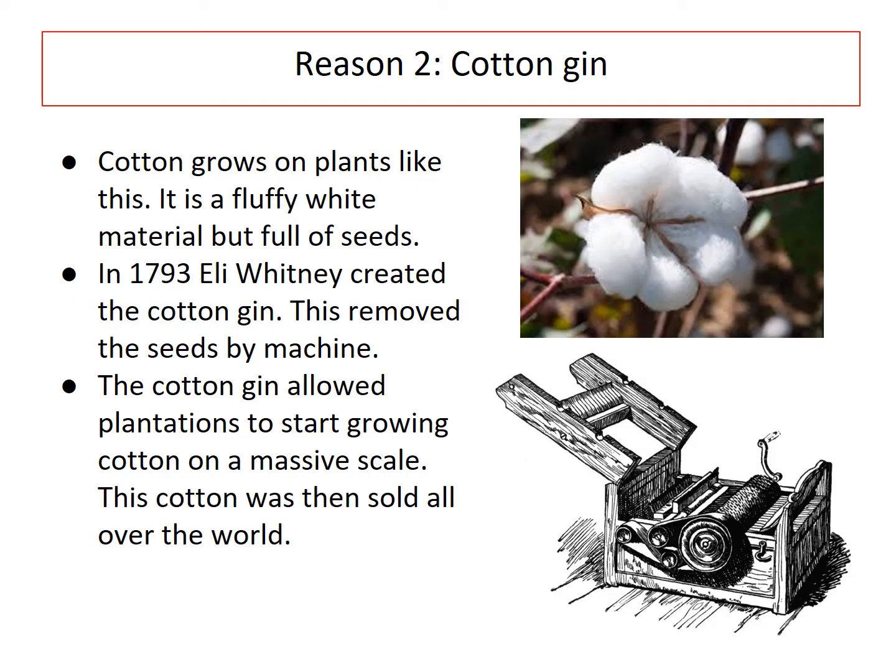And the cotton gin was simple because you could put the cotton in and it would remove the seeds by machine. That sped everything up, and the cotton gin allowed plantations to start growing cotton on a massive scale, and that cotton was then sent all over the world. So a product of slavery was really sent everywhere, including to England, where it led to the Industrial Revolution. So the second reason is the invention of the cotton gin that allows cotton to start as a new product.